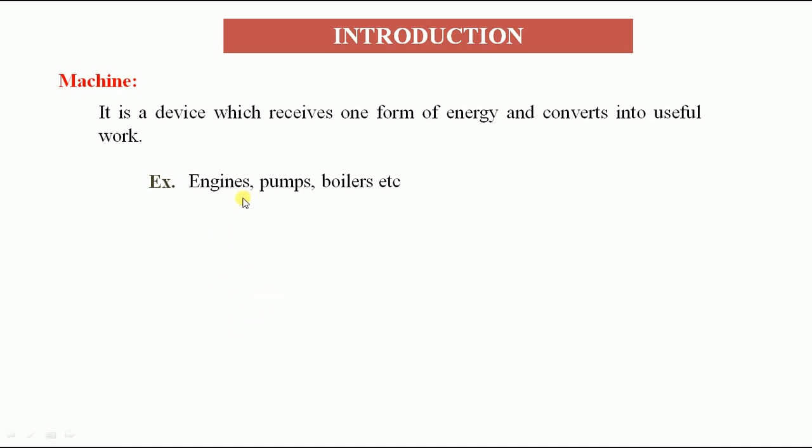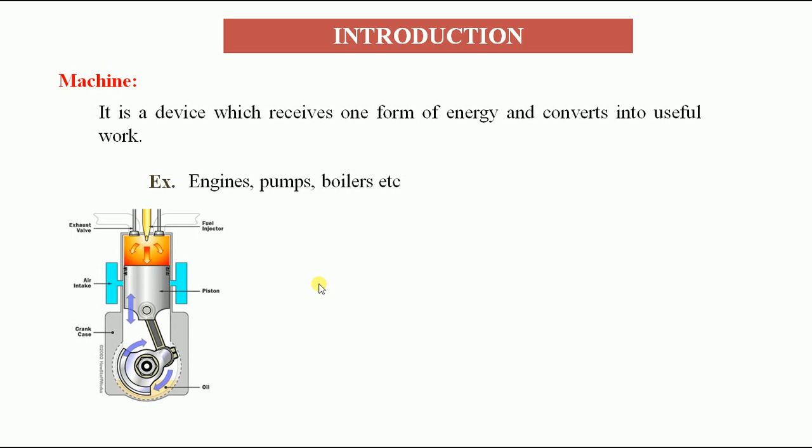So how can we exactly analyze that the engine is a machine? To analyze that, here we'll take the figure of the engine. This is the two-stroke engine, and if you want to say this engine is a machine, what it has to do is convert one form of energy into useful work.